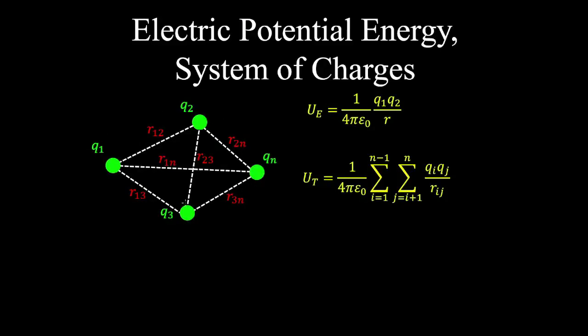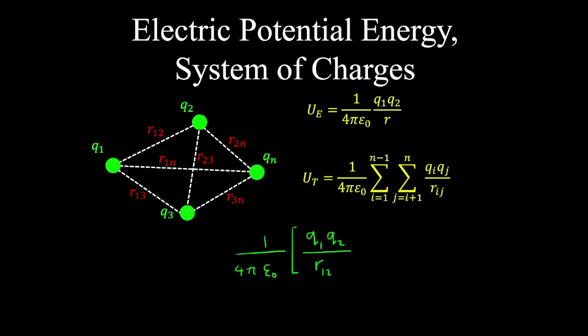Consider a system of charges. The total electric potential energy of the system can be determined by finding the sum of the electric potential energies of the interactions between each pair of charged objects in the system. For example, if we assemble charge Q1 in a fixed position, and then bring charge 2 from infinity into the electric field of charge 1 at a distance of r12 from charge 1, then the electric potential energy is Q1 Q2 on the distance between charge 1 and 2, multiplied by 1 over 4 pi times the permittivity of free space.